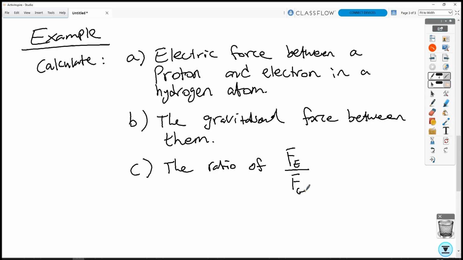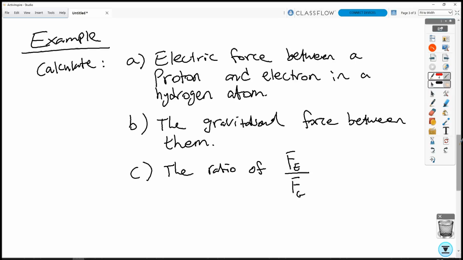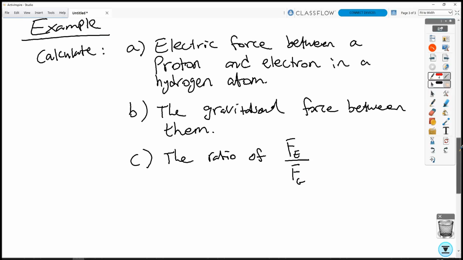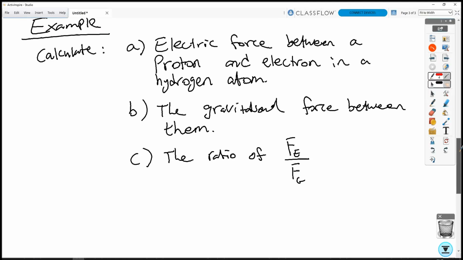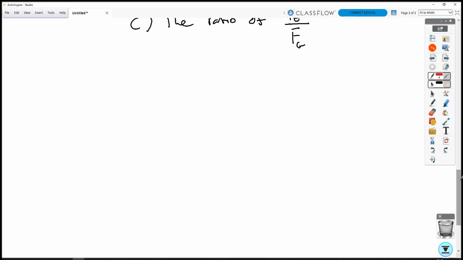Right. Let's go through the solutions. So in part A, we want the electric force between a proton and electron in a hydrogen atom. So first, we need to think about what atoms are.